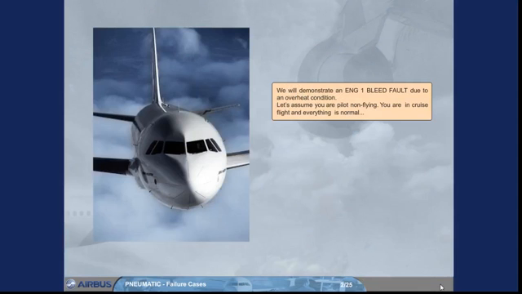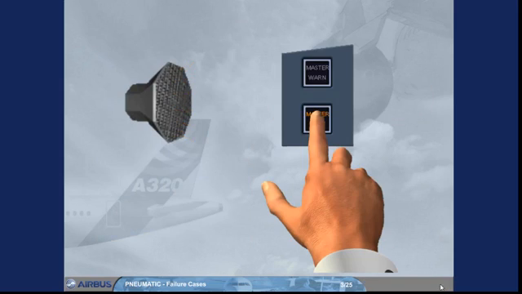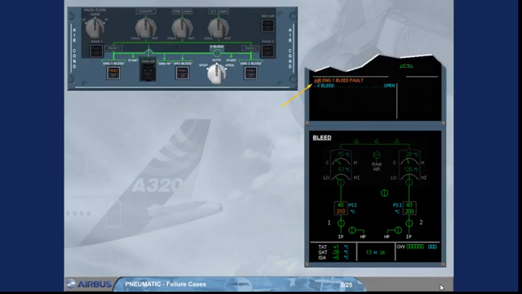We will demonstrate an engine 1 bleed fault due to an overheat condition. Let's assume you are the pilot non-flying. You are in cruise flight and everything is normal. On the engine warning display, read the title of the failure.